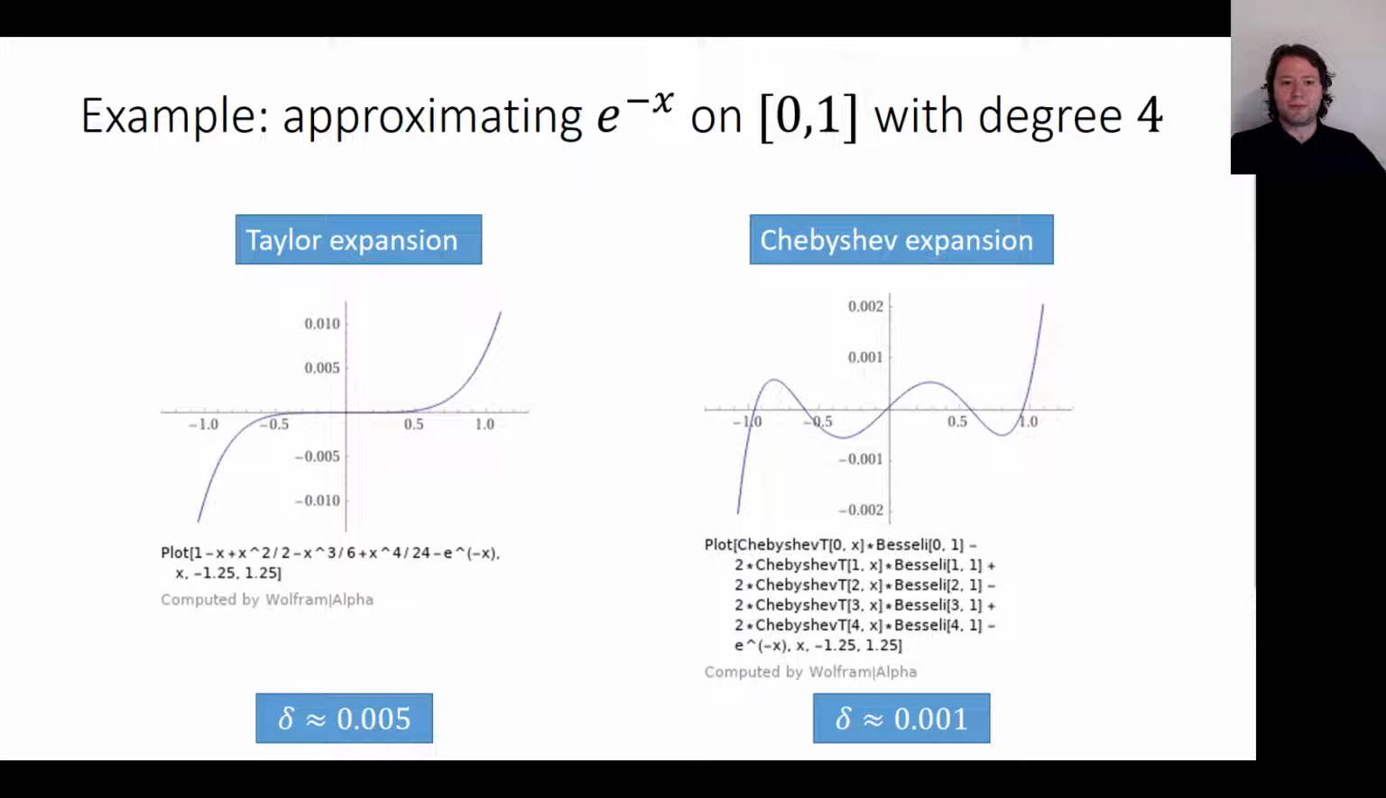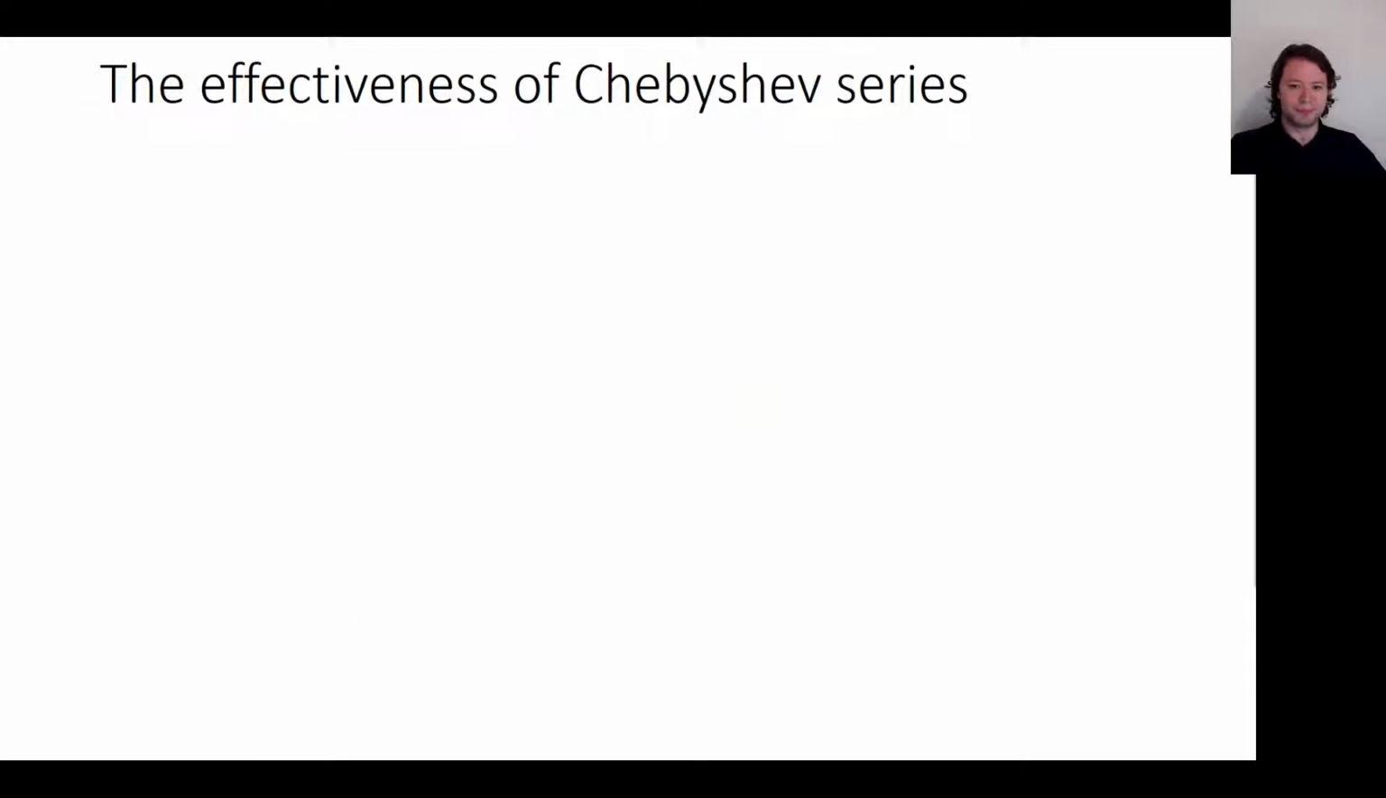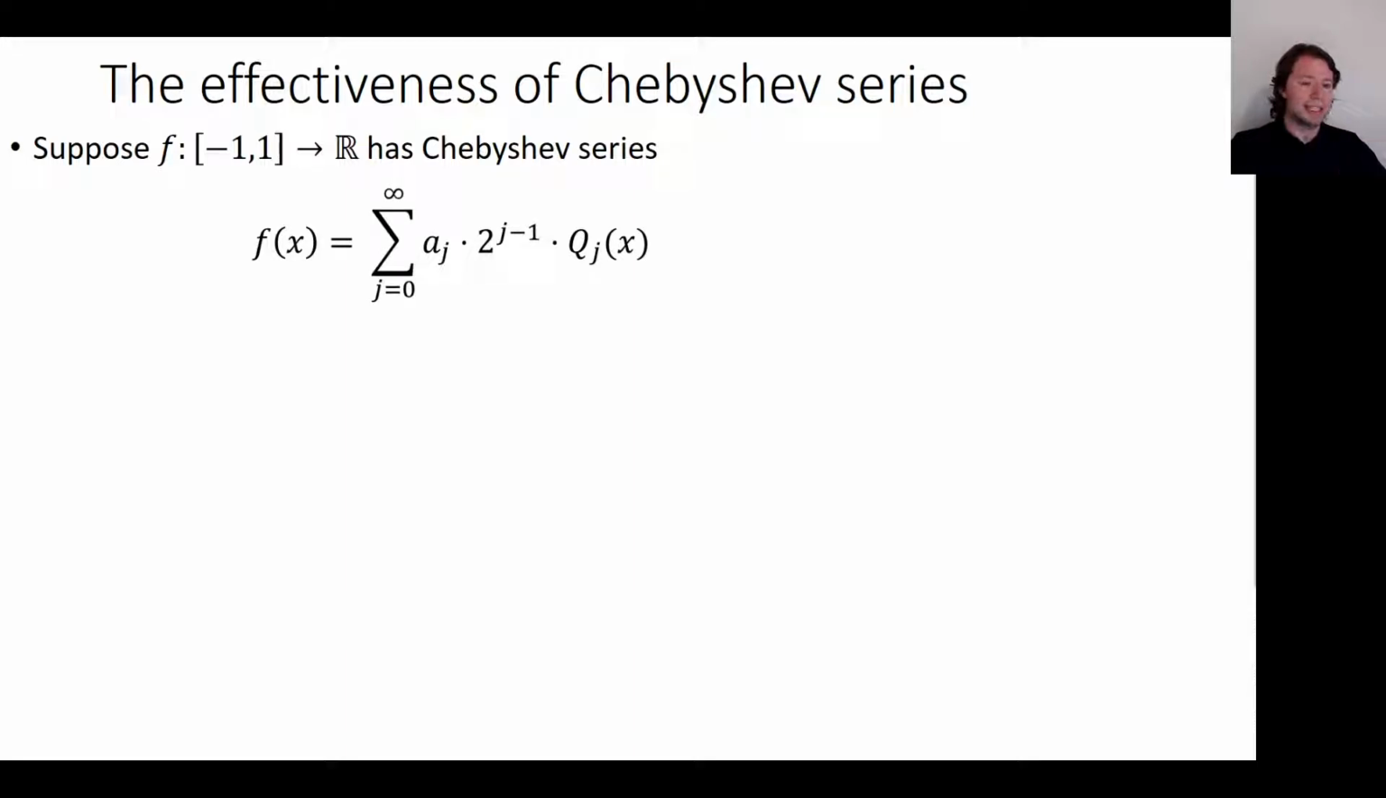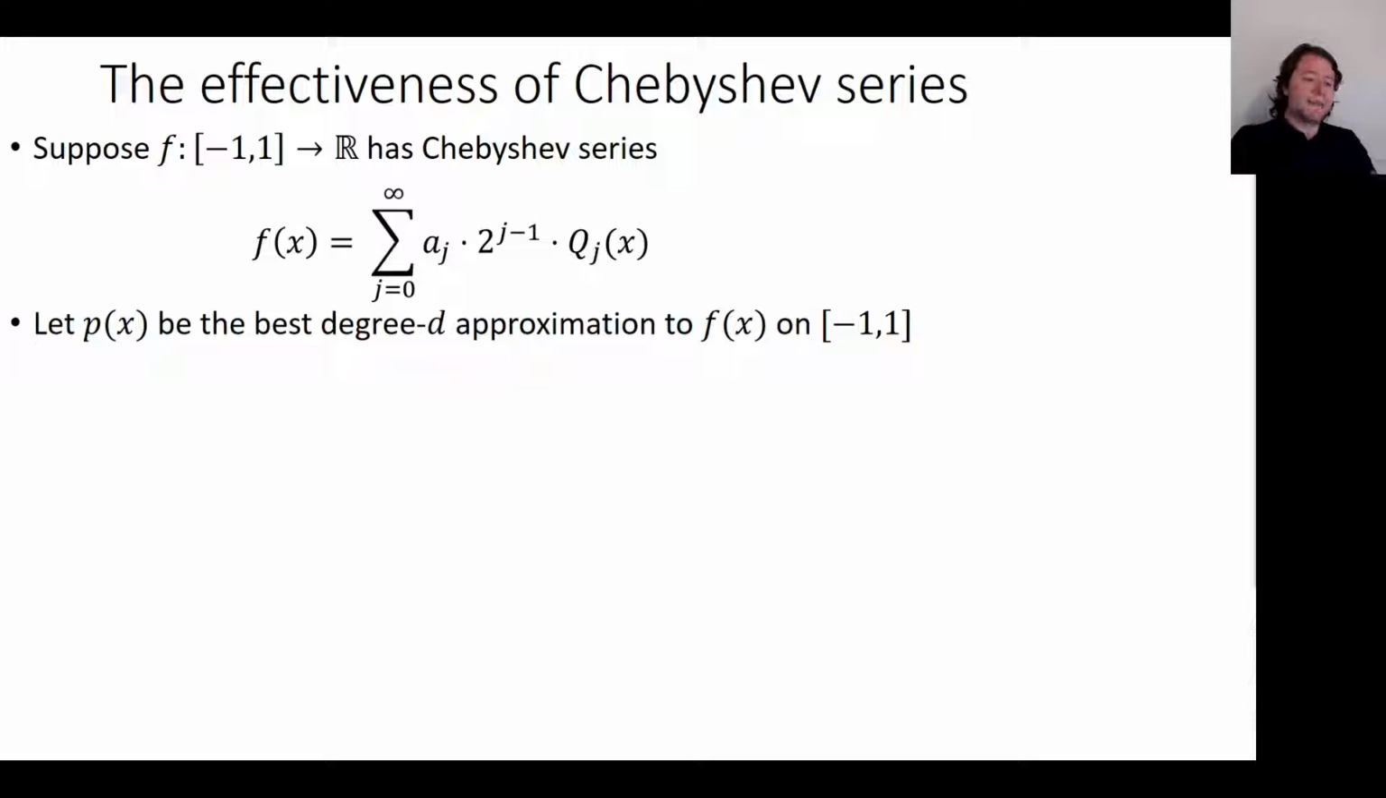But let me prove more formally, though, that Chebyshev expansion truncations work really well. So here's the idea. Let's say f is our function, and on -1 to 1, it has this Chebyshev series, where I've just, again, rescaled by this 2 to the j minus 1 factor. So let p of x be the best degree d approximation for f on this interval. Okay, so here's the function with its Chebyshev series, and p is the best polynomial approximation of degree d.